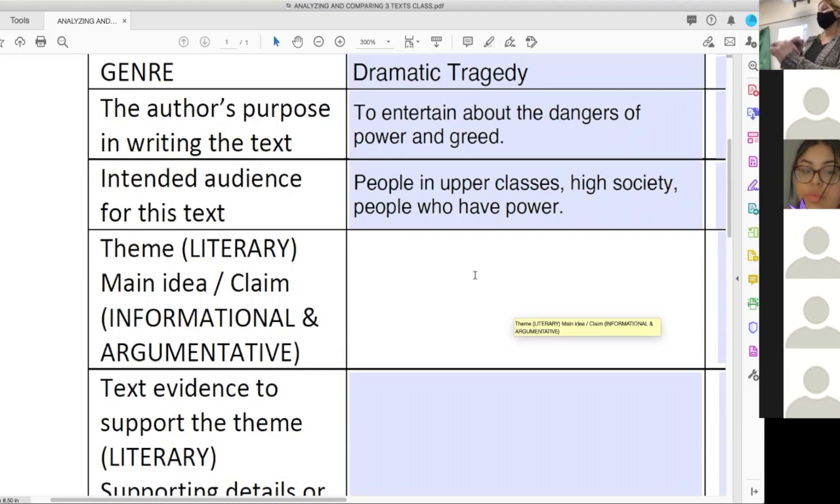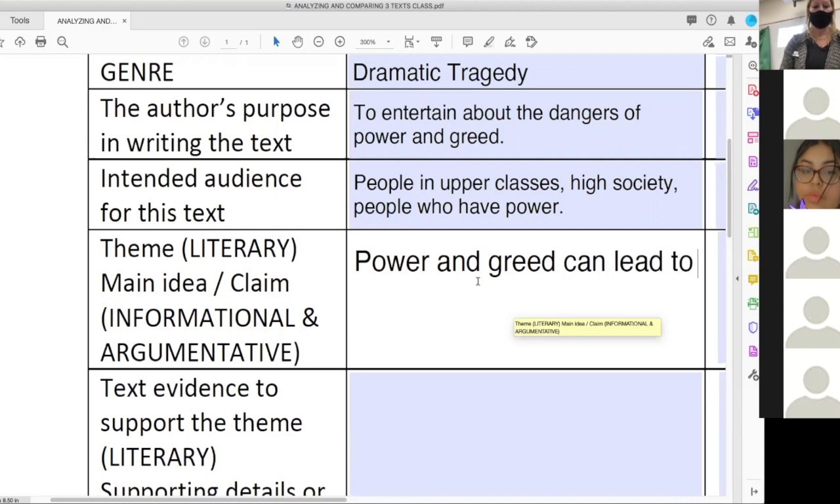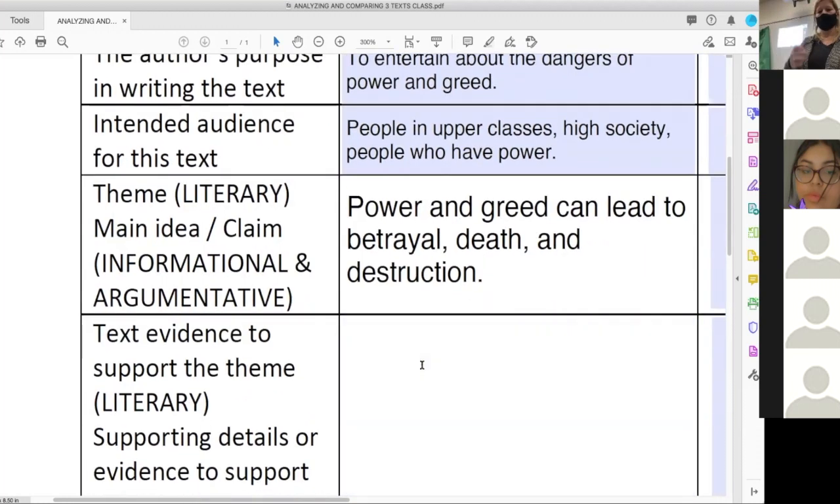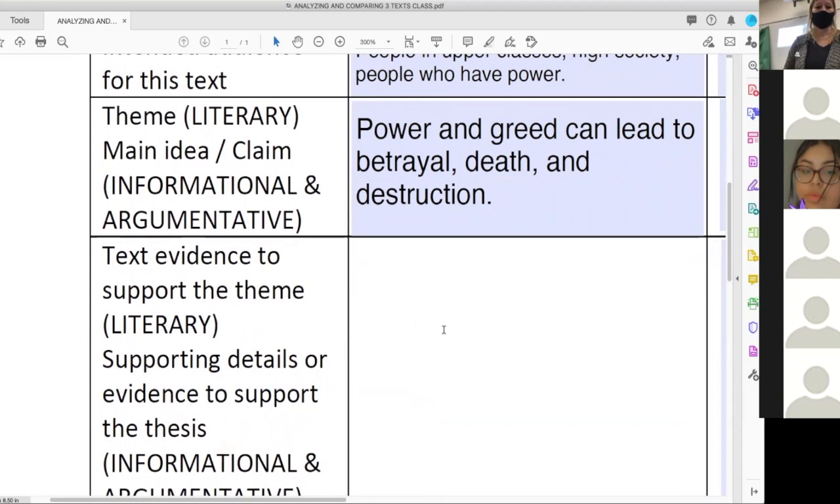So when it took over Macbeth, what was the result? Betrayal, death, destruction, those things, right? So power and greed can lead to betrayal, death, and destruction. Yeah. So that's the lesson we learn. It's not just about power and greed. That's the topic. But what do we learn about it? Power and greed can lead to death and destruction. That is for sure one way to say it.